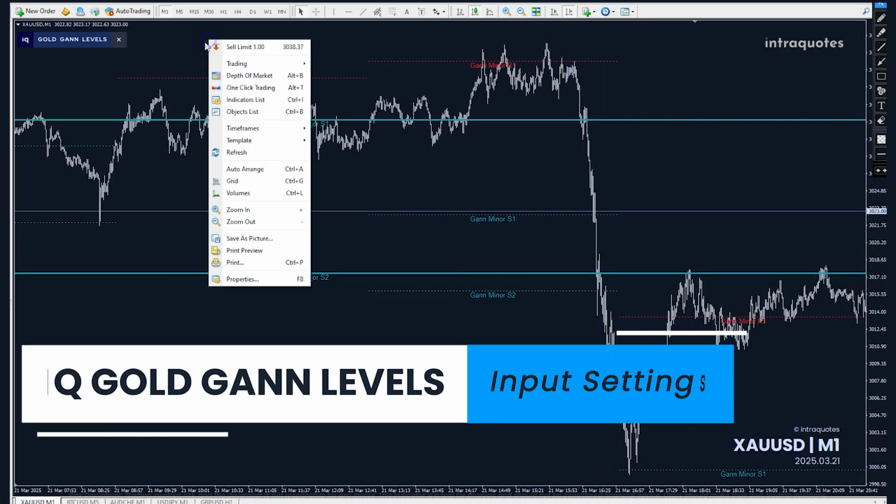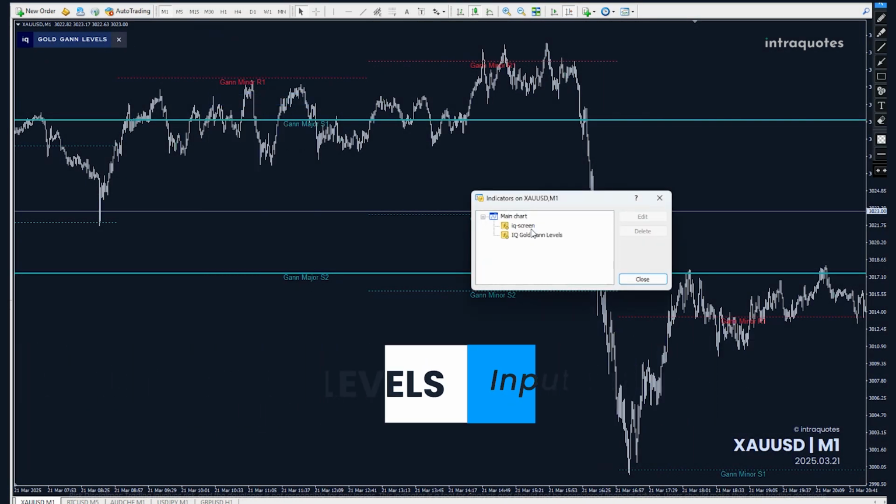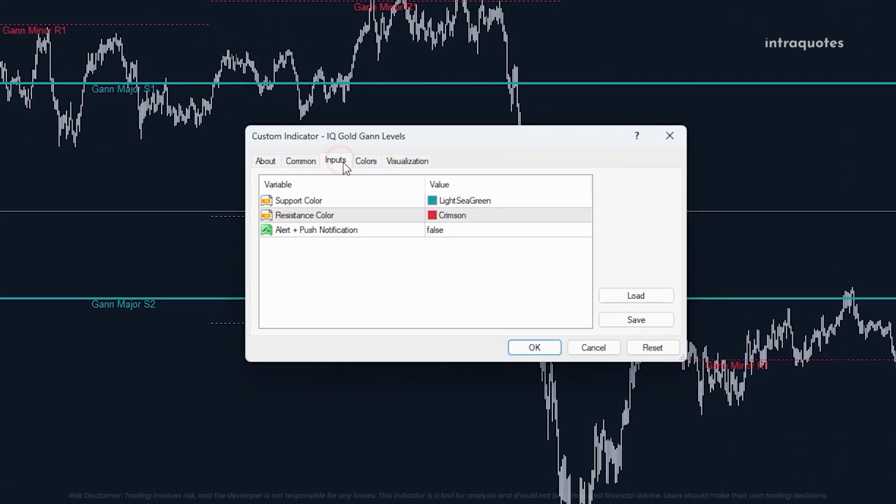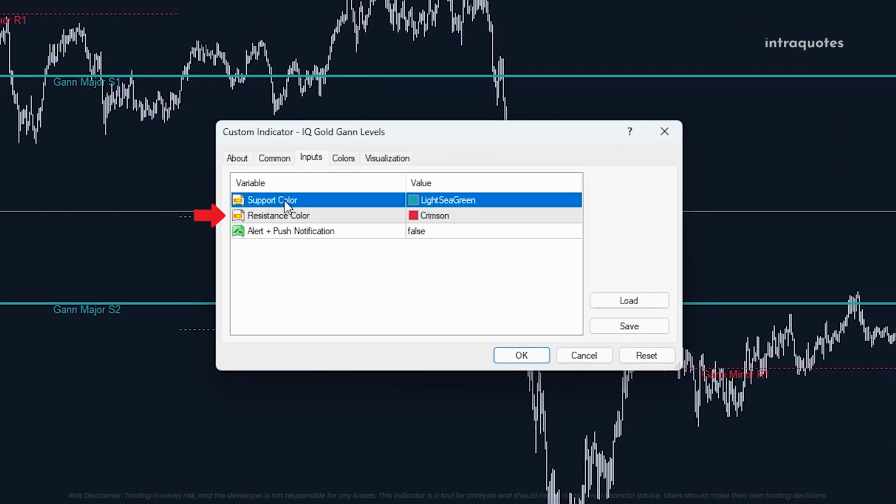Now let's check out the options under Indicator Input Settings. You can change the indicator support and resistance level colors as per your choice from here.